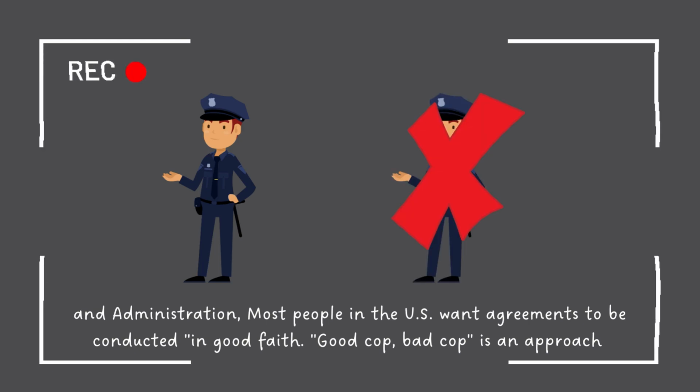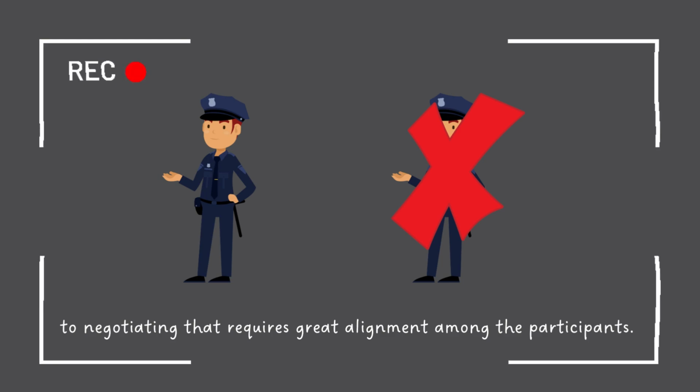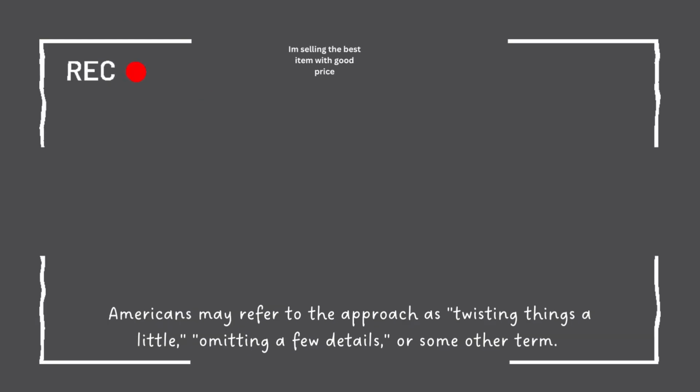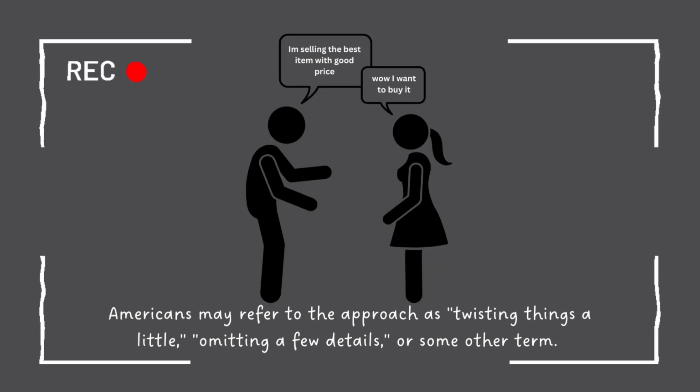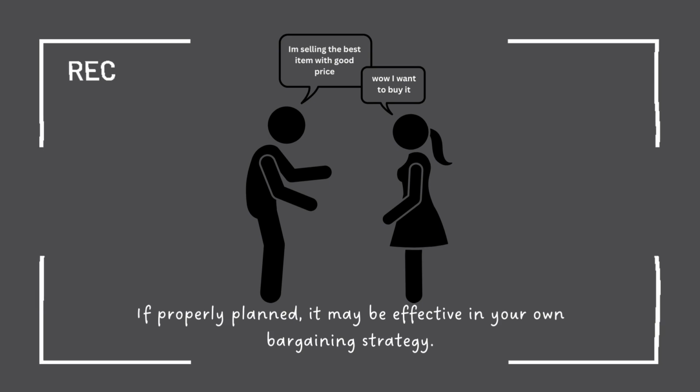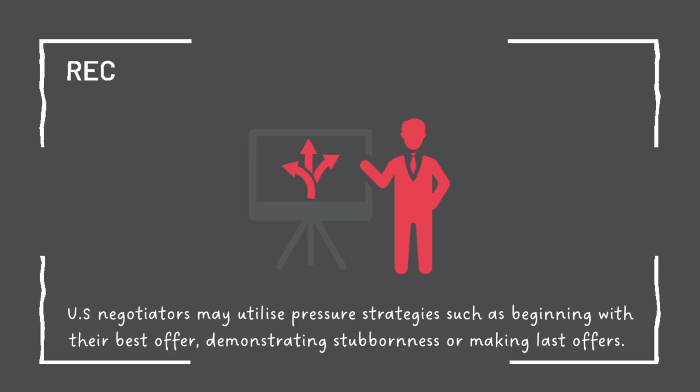Good cop, bad cop is an approach to negotiating that requires great alignment among the participants. Americans may refer to the approach as twisting things a little, omitting a few details, or some other terms. If properly planned, it may be effective in your own bargaining strategy.